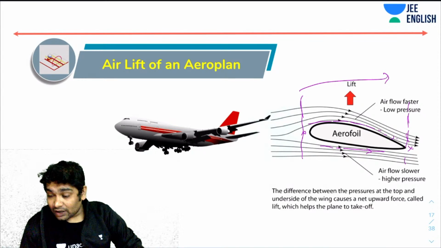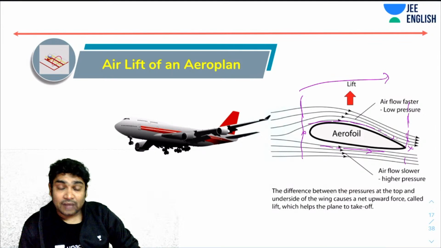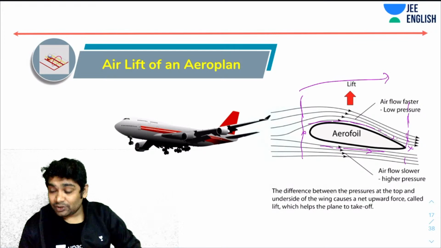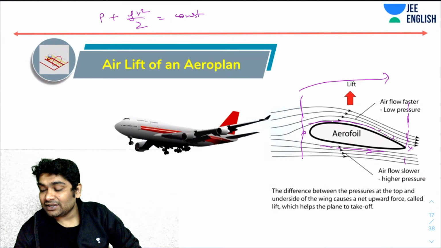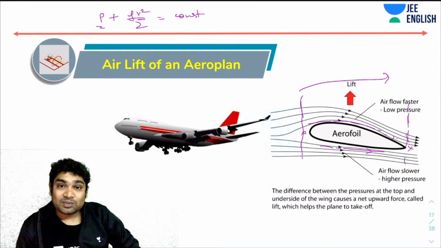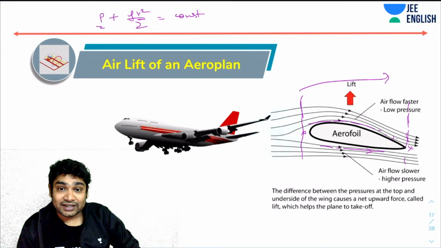Okay. Now, a consequence of Bernoulli's theorem is that because the height is same, you realize the sum of p plus rho v square by 2 is constant. So if this is constant, you realize if v is greater, then p is smaller. So a faster moving fluid always exerts a lower pressure. That's a consequence of Bernoulli's theorem, right?